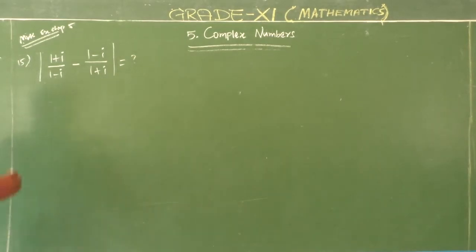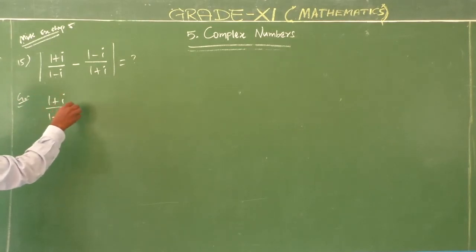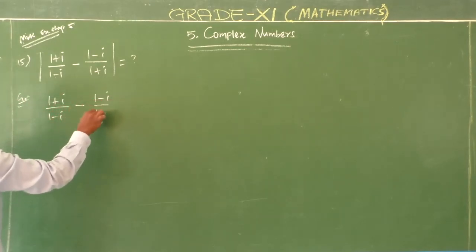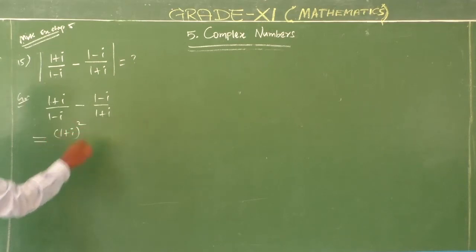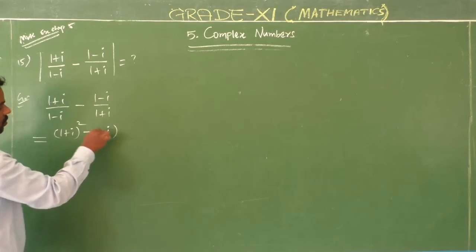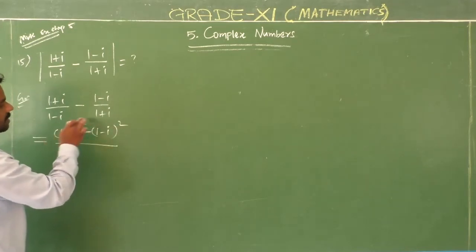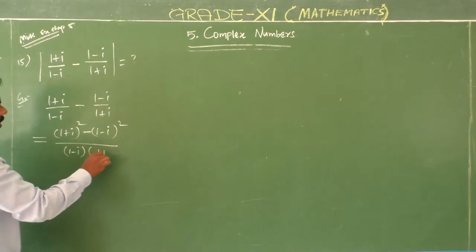First, simplify this complex number: (1 plus i) divided by (1 minus i) minus (1 minus i) divided by (1 plus i). Cross multiplying, we get (1 plus i) into (1 plus i), which is (1 plus i) whole square, minus (1 minus i) into (1 minus i), which is (1 minus i) whole square, the whole divided by (1 minus i) into (1 plus i).